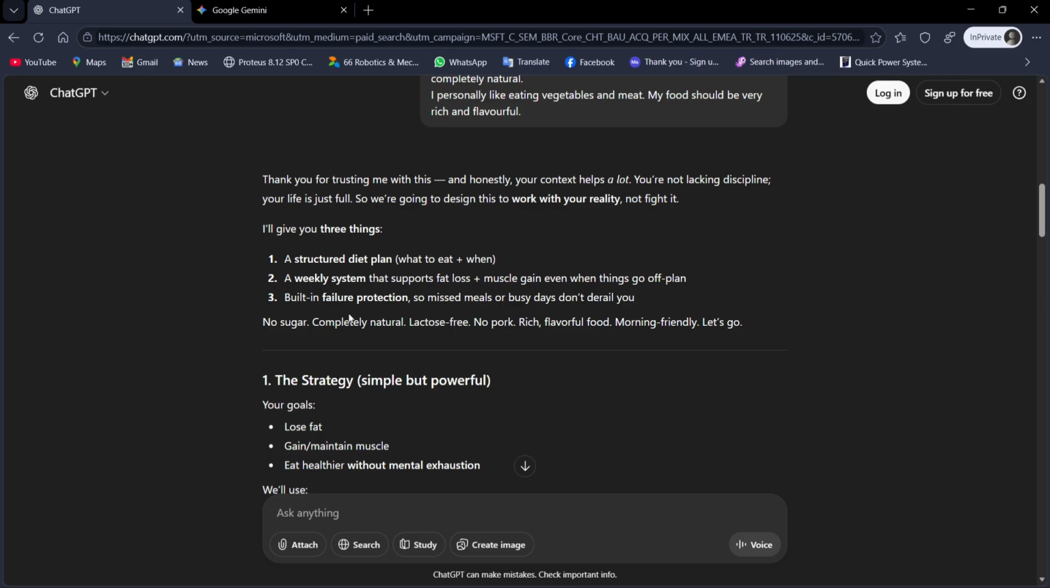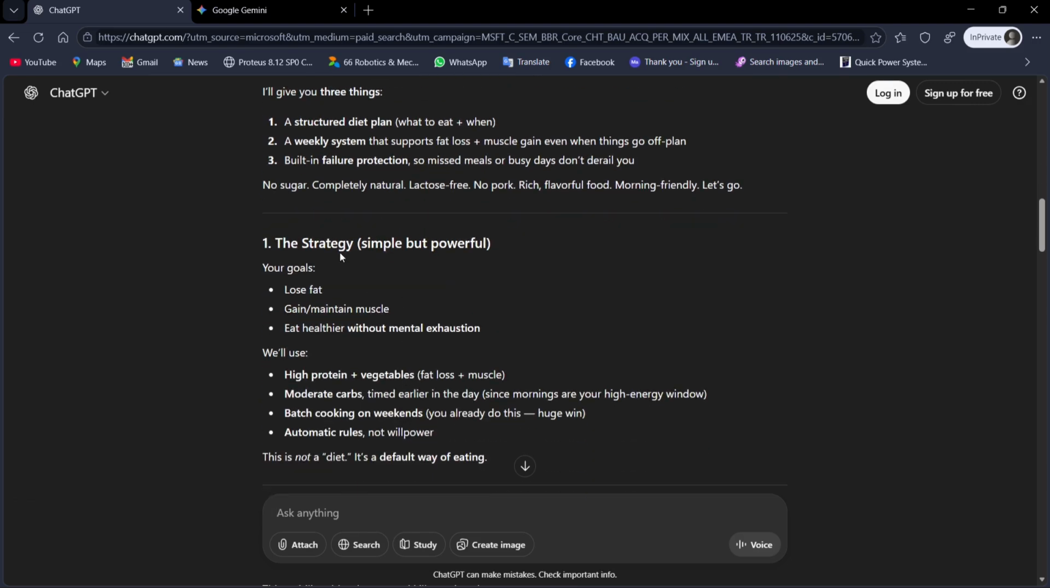Let's go. Let's see the response, the deep dive, the strategy, your goal. So it begins to reiterate your strategy: lose fat, gain/maintain muscle mass, eat healthier without mental exhaustion. Now it says gain/maintain muscle mass.